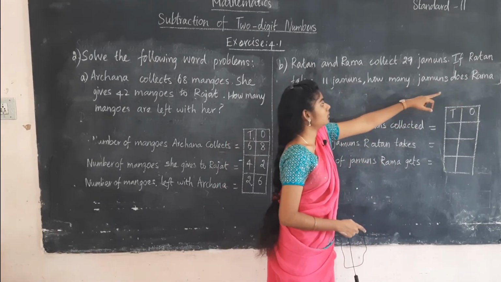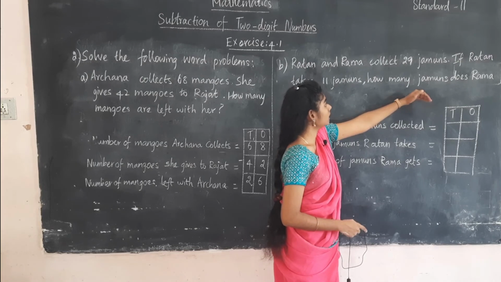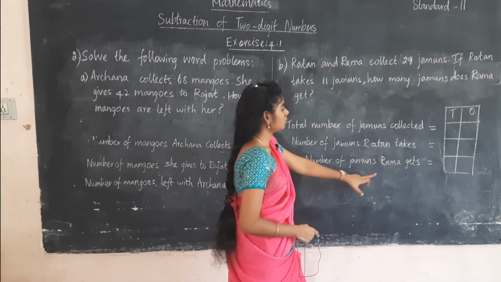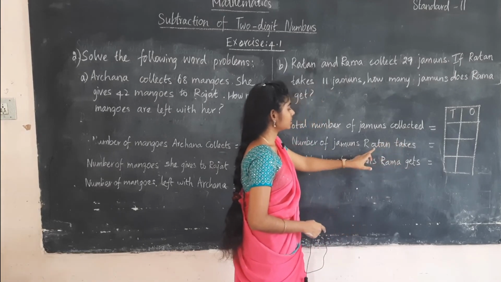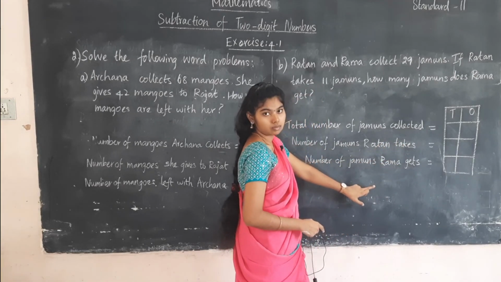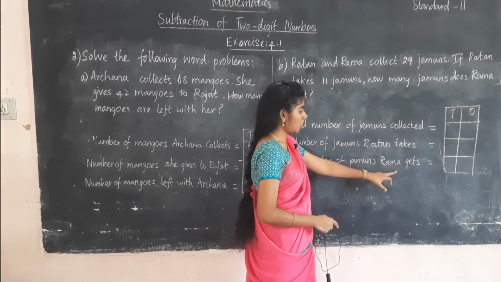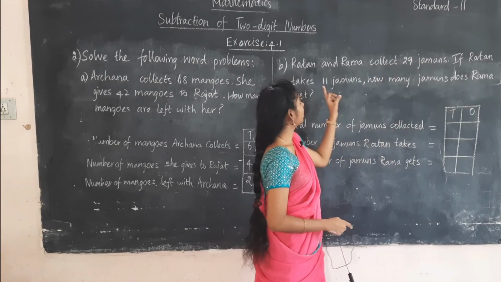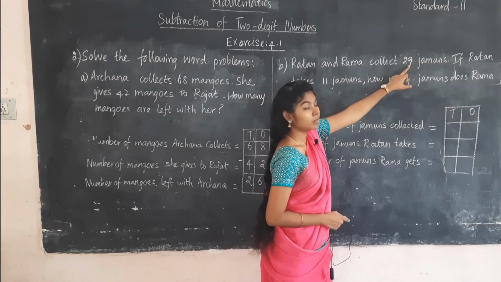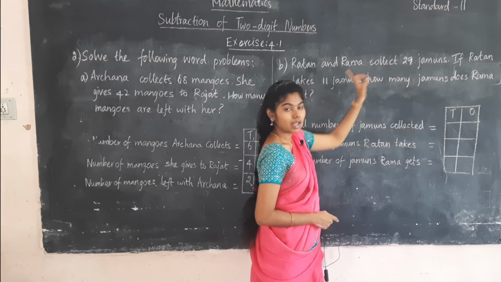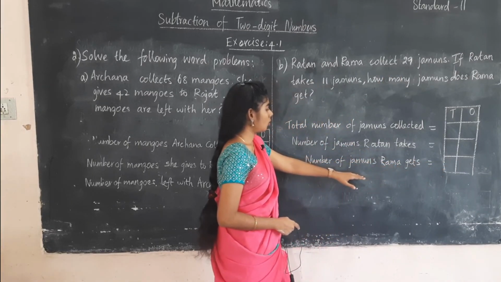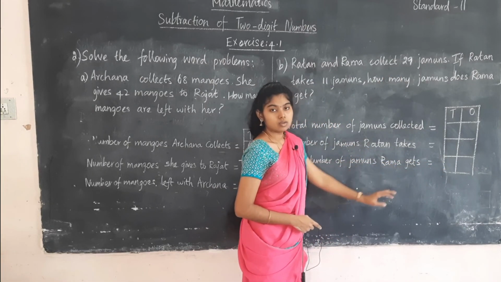So we are going to find how much remaining Rama will get. After Ratan takes his share, we have to find the remaining jamuns that Rama will get. So we are going to subtract the numbers: subtract 11 from the number 29. You will get the answer for how many jamuns Rama will get. So this is the homework part.